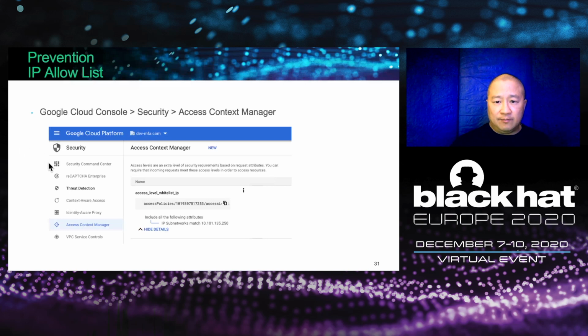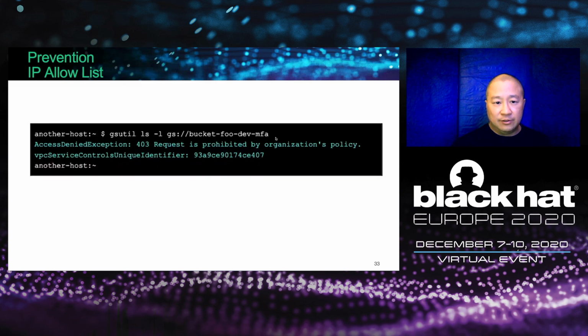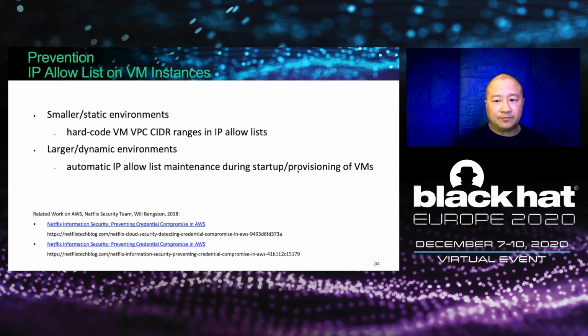How do we set up IP allow lists? Create an access level with the IPs or site ranges in the Access Context Manager in the GCP console or the API. Create a VPC service control so that we can set up a boundary that references that same access level, and then apply it to the right VPC. The next time someone tries to execute an API call against resources within that boundary, they'll get a 403 error. So that works as you would expect.